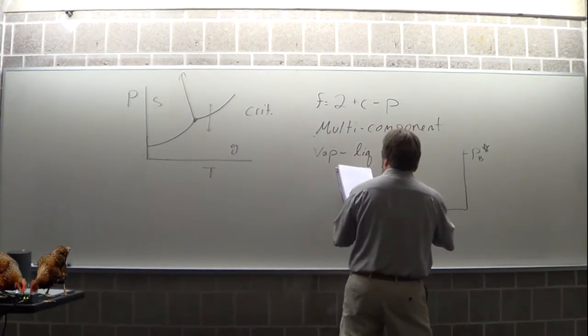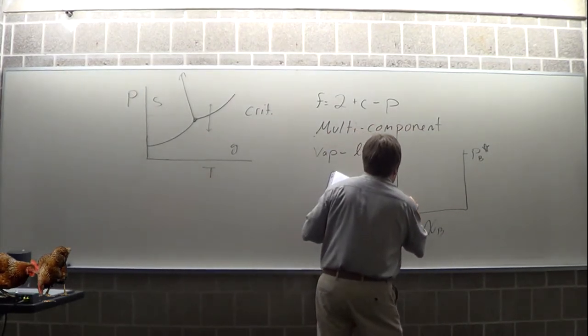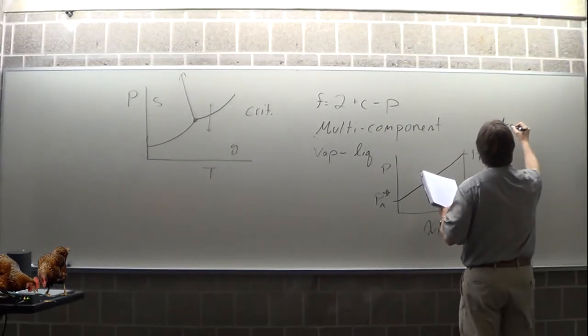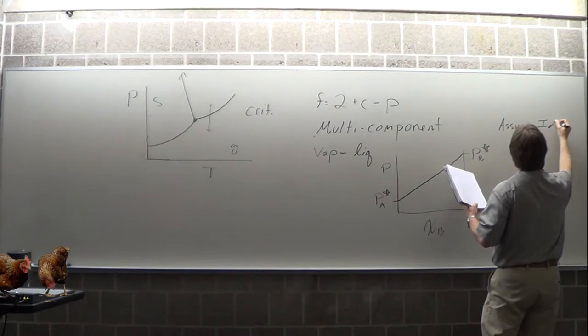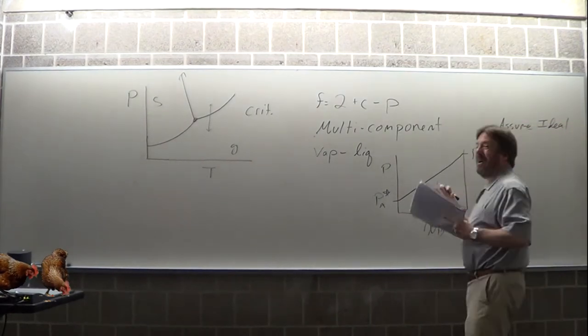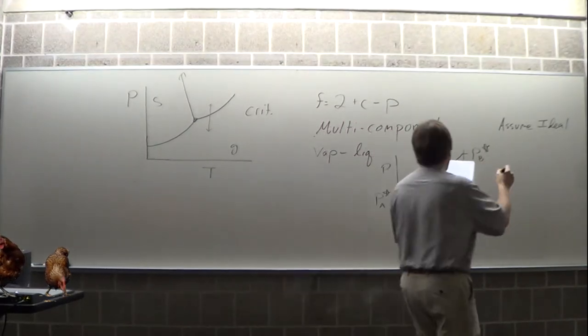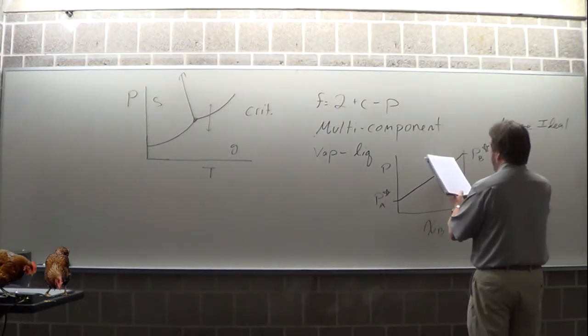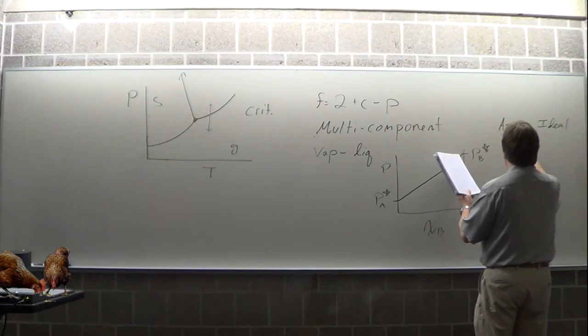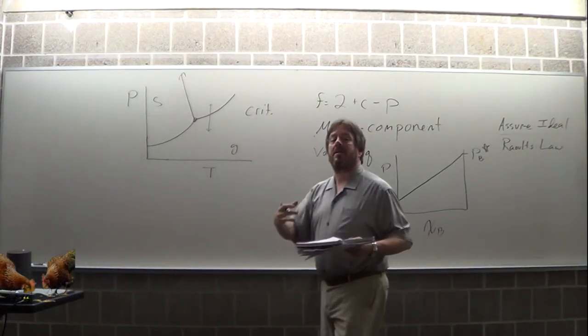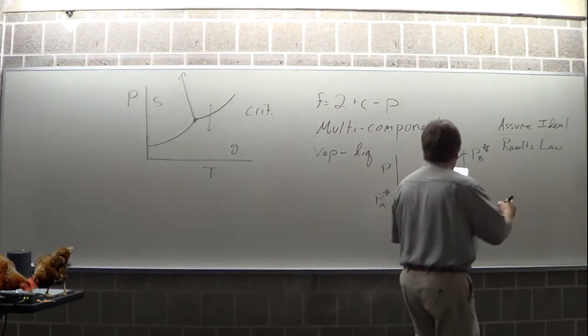Okay, so what happens is, we're going to assume ideal, and that's one reason not to use water and ethanol as an example, because it's not ideal, but still, I'm just going to do it anyway. And that means that we follow Raoult's law. And what I'm going to try to do is relate the composition of the liquid to the vapor. Okay, and so what does that mean?